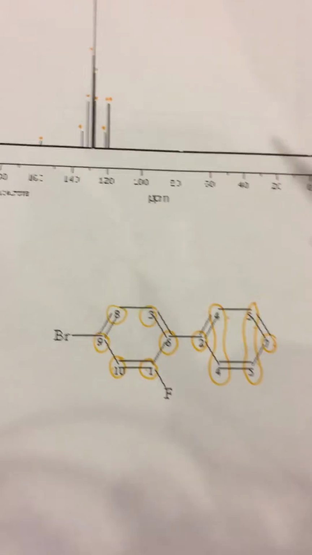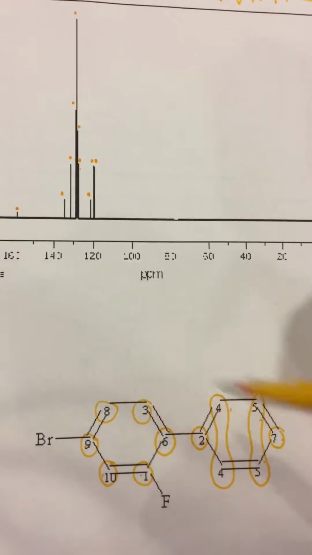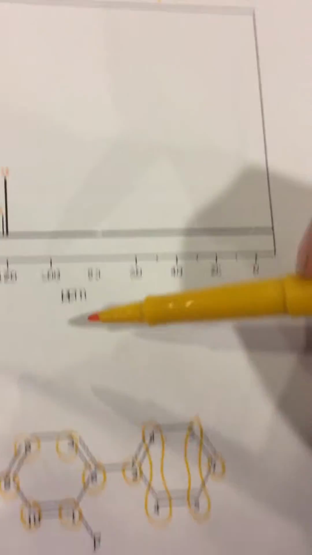So this will match up accordingly, since there's 10 special environments and there are 10 peaks. The carbon 13 verifies what the chart is saying.